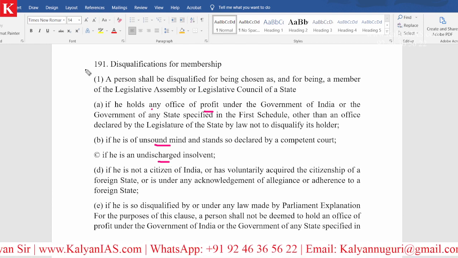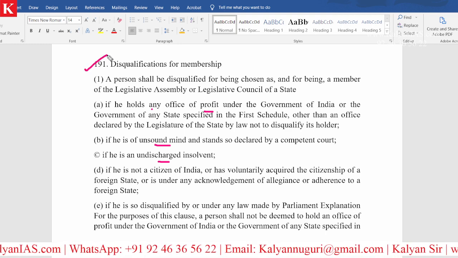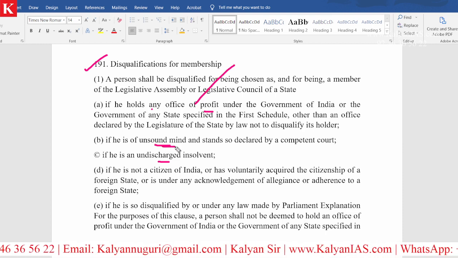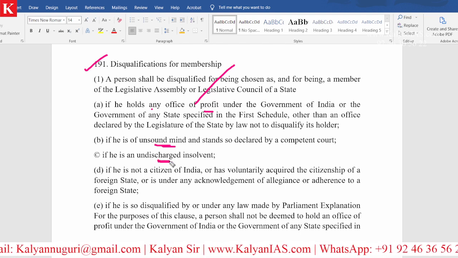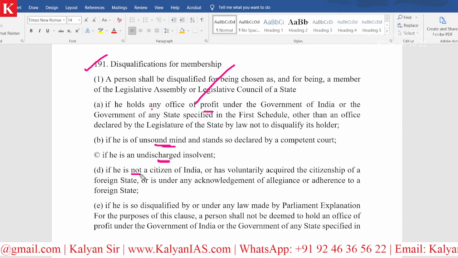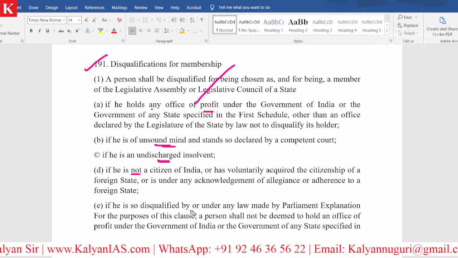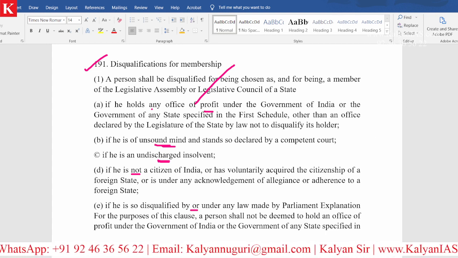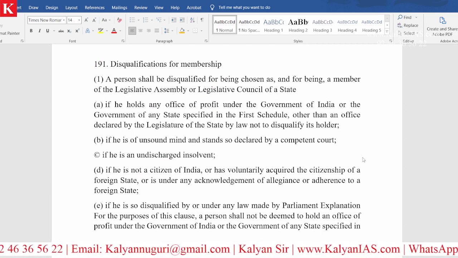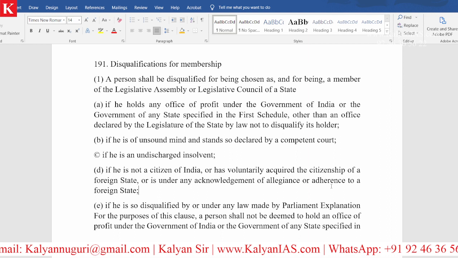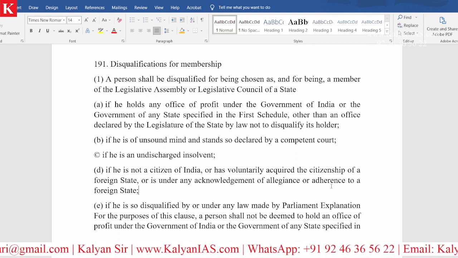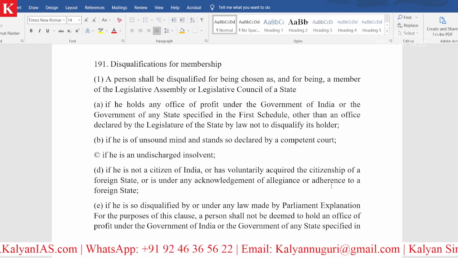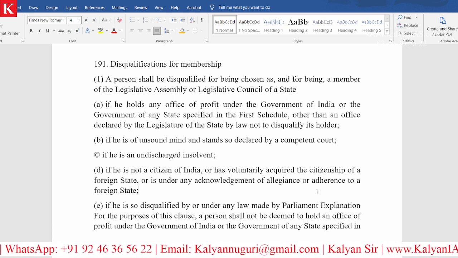Please remember, all these are mentioned under Article 191 of the Constitution. Should not hold office of profit, if the person is of unsound mind, if the person is an undischarged insolvent, if the person is not a citizen of India, or if so disqualified by or under any law made by the Parliament. Even in those cases, an MLA can be disqualified. And I would like to tell you one thing. The same article is also mentioning the disqualification of the members of the legislative councils in those states where we have legislative councils.